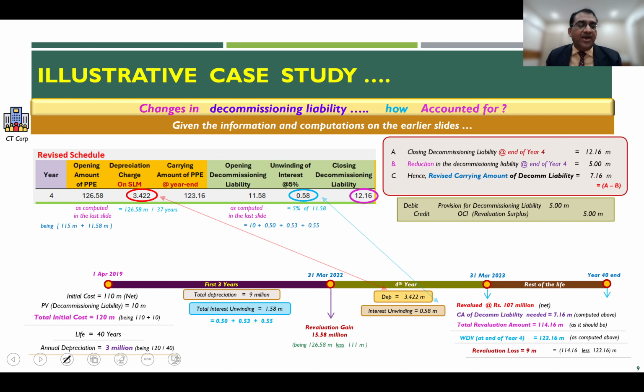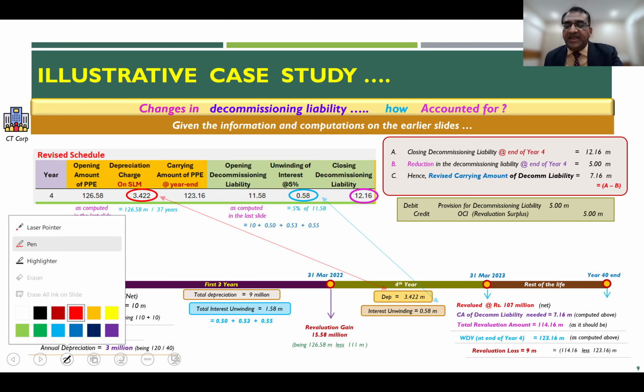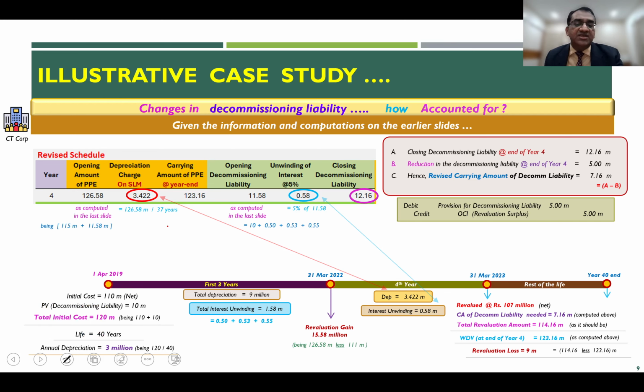But then, what is your WDV at the end of year number 4? The WDV of your PP&E at the end of year number 4 is 123.16. You need 114.16 million as the carrying amount, but you have 123.16 as the WDV at the end of year number 4. Right? So in this case, there is a revaluation loss of 9 million.